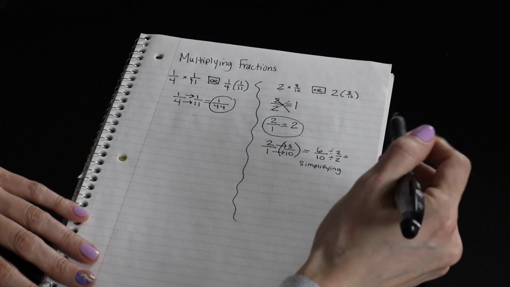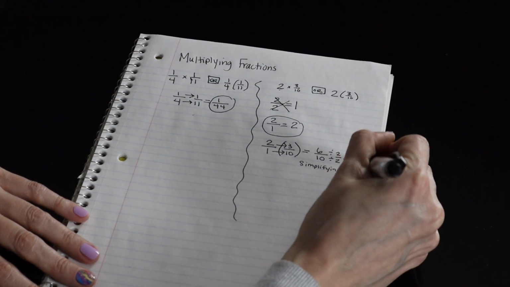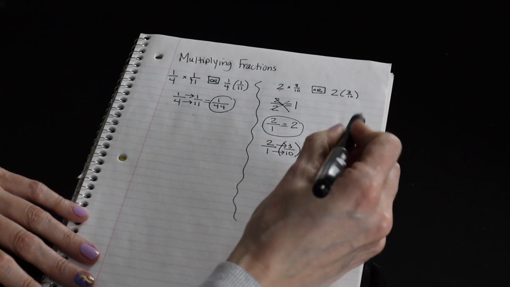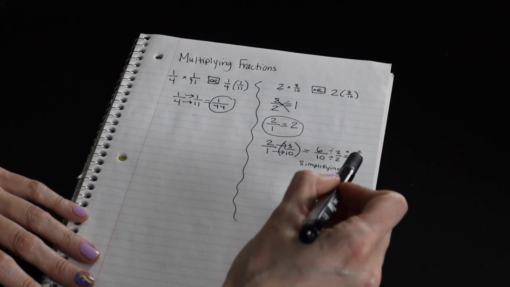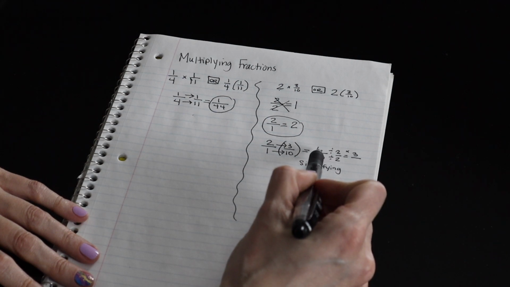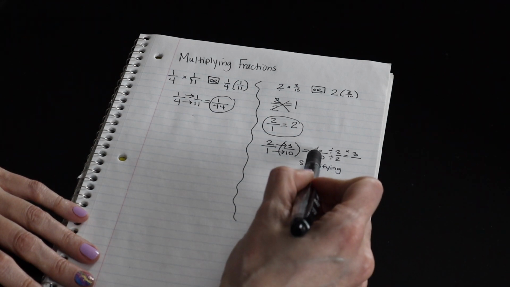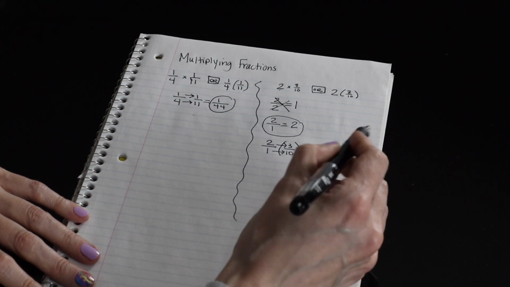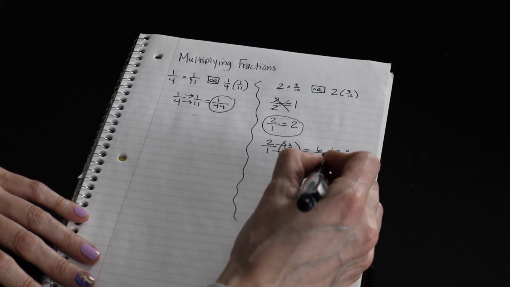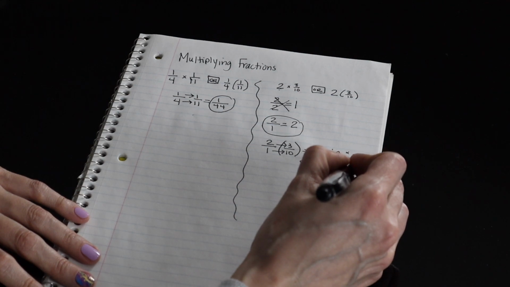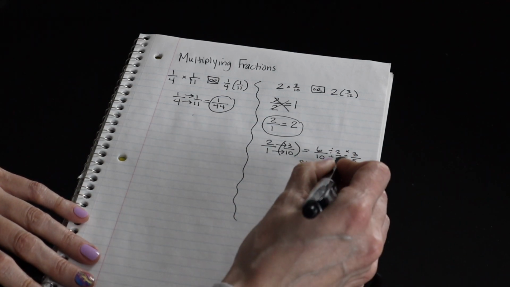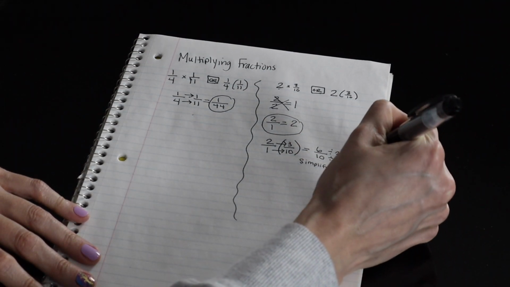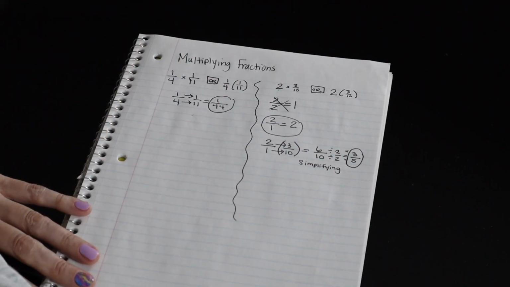So 6 divided by 2 is 3. The other way you can look at this is 3 times 2 is 6, right? Because remember, multiplication is the inverse of division, okay? So you're just going back and forth there. And 10 divided by 2 is 5, because 5 times 2 is 10. So your simplified answer is 3/5.